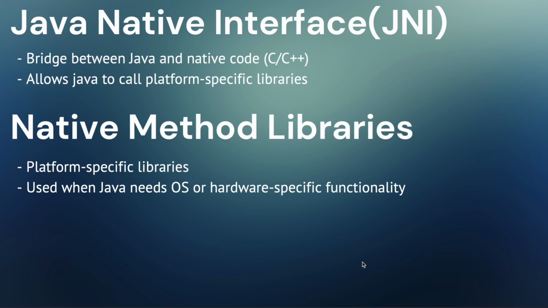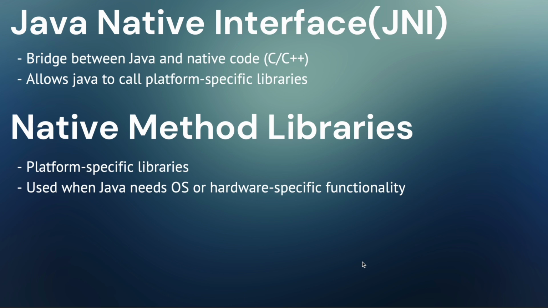Now, sometimes Java needs to interact with code written outside the JVM, usually in languages like C or C++. For this, Java provides something called the Java Native Interface or JNI. JNI doesn't contain native code. Instead, it acts as a bridge between Java code and native libraries. These libraries are typically written in languages like C or C++ and provide platform-specific functionality. Whenever a Java program needs to access operating system features or use existing native code, it communicates with these libraries through JNI.